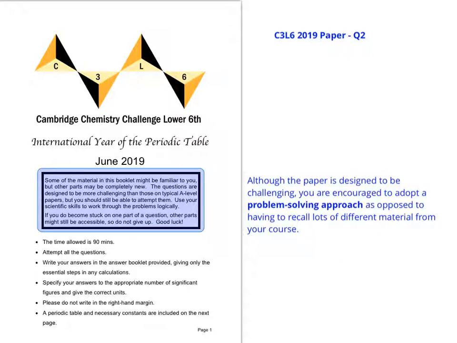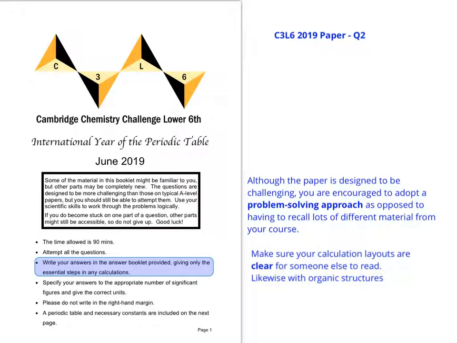So we get 90 minutes. All the questions have to be done. You get an answer booklet and you give the essential steps in your calculations. So when you do calculations, make sure that the essential steps are laid out clearly so somebody can give you credit for it. Similarly with organic structures, don't do a little organic structure in a postage stamp sized space at the corner. Make some space for it and write it out clearly so someone can look at it and say, yeah, I know what that person's talking about.